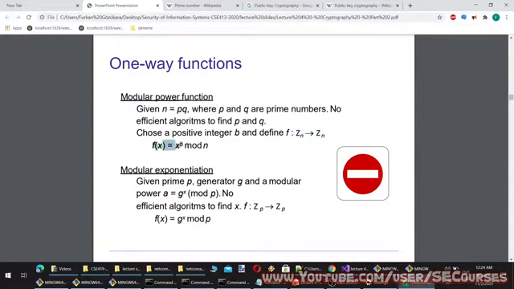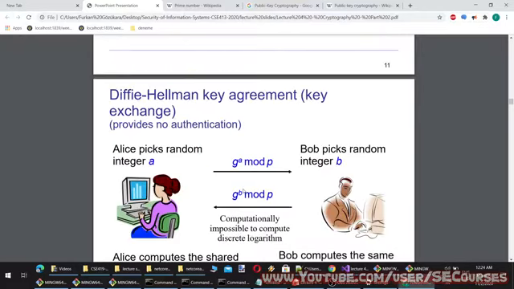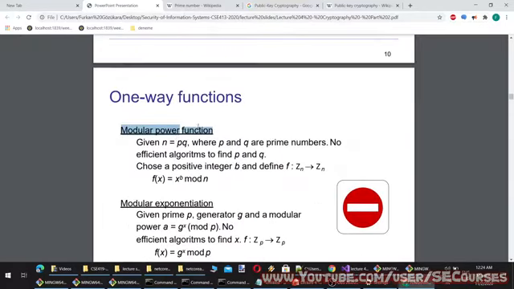So what we are doing is choosing a positive integer b and defining a function as this. So this will be x to the power b mod n. Let's find a better definition to explain.